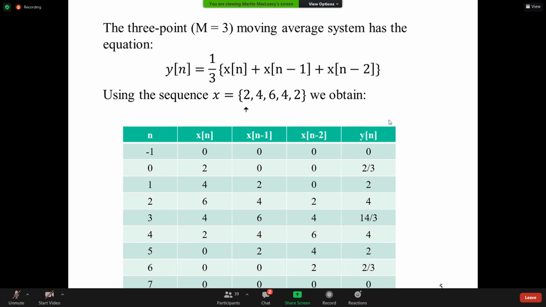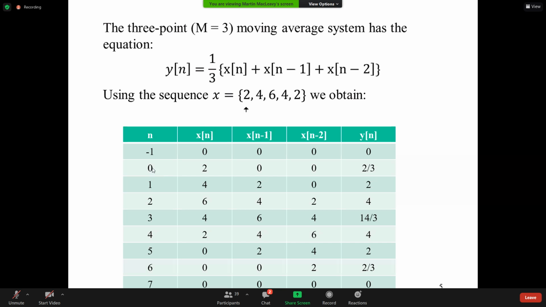Right. So here we're going to look at an example using a sequence 2, 4, 6, 4, 2, and I plugged them into a table. This is a very useful form when we're calculating things, to make a table of it. And here's how it works. I'm actually starting at n equal minus 1, 0, 1, 2, 3, 4, 5, 6, 7. Although we only have 5 values here, there are reasons why I've chosen to do this.